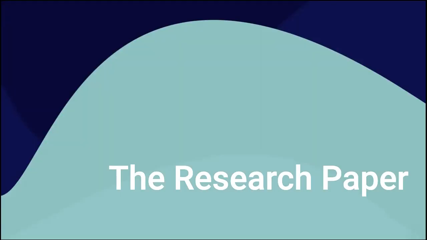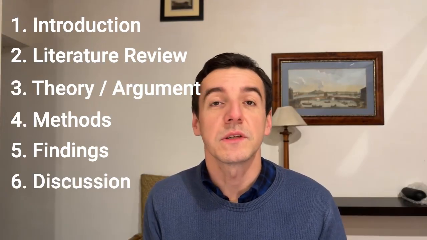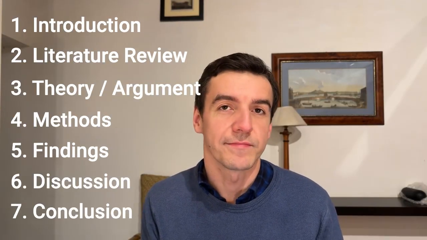In this video, we're going to look at the main structure of a good research paper. At the end of the video, I'll also show you a working template that you can use as a structure to guide writing the article. In principle, any research paper in any kind of field should have 7 important sections: introduction, literature review, theory and argument, methods, findings, discussion, and conclusion.